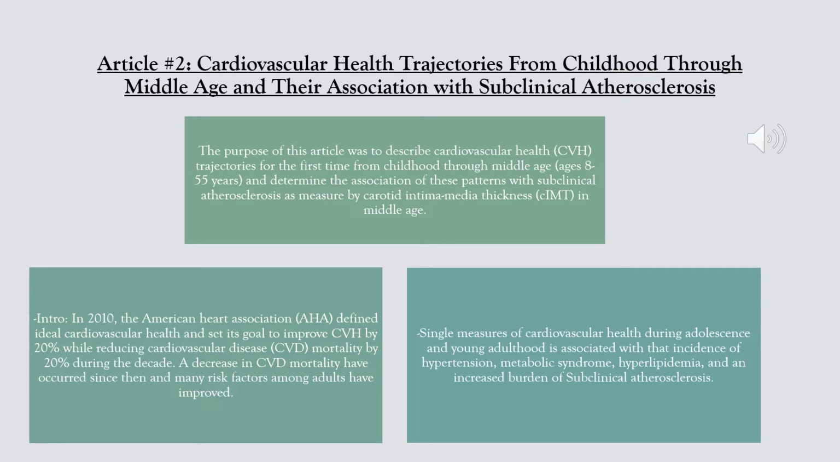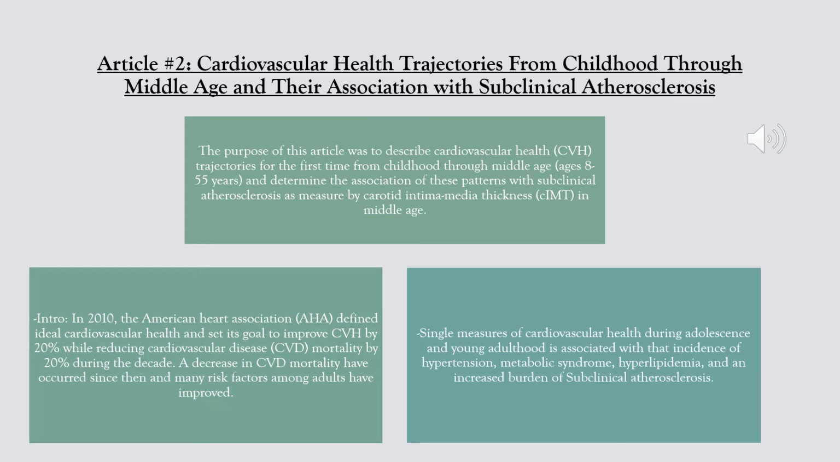In 2010, the American Heart Association defined ideal cardiovascular health and set its goal to improve cardiovascular health by 20% while reducing cardiovascular disease mortality by 20% during the decade. A decrease in cardiovascular disease mortality has occurred since then, and many risk factors among adults have improved. Poor cardiovascular health among children may derail these improvements as they grow into adults with a significant chance of having cardiovascular risk.